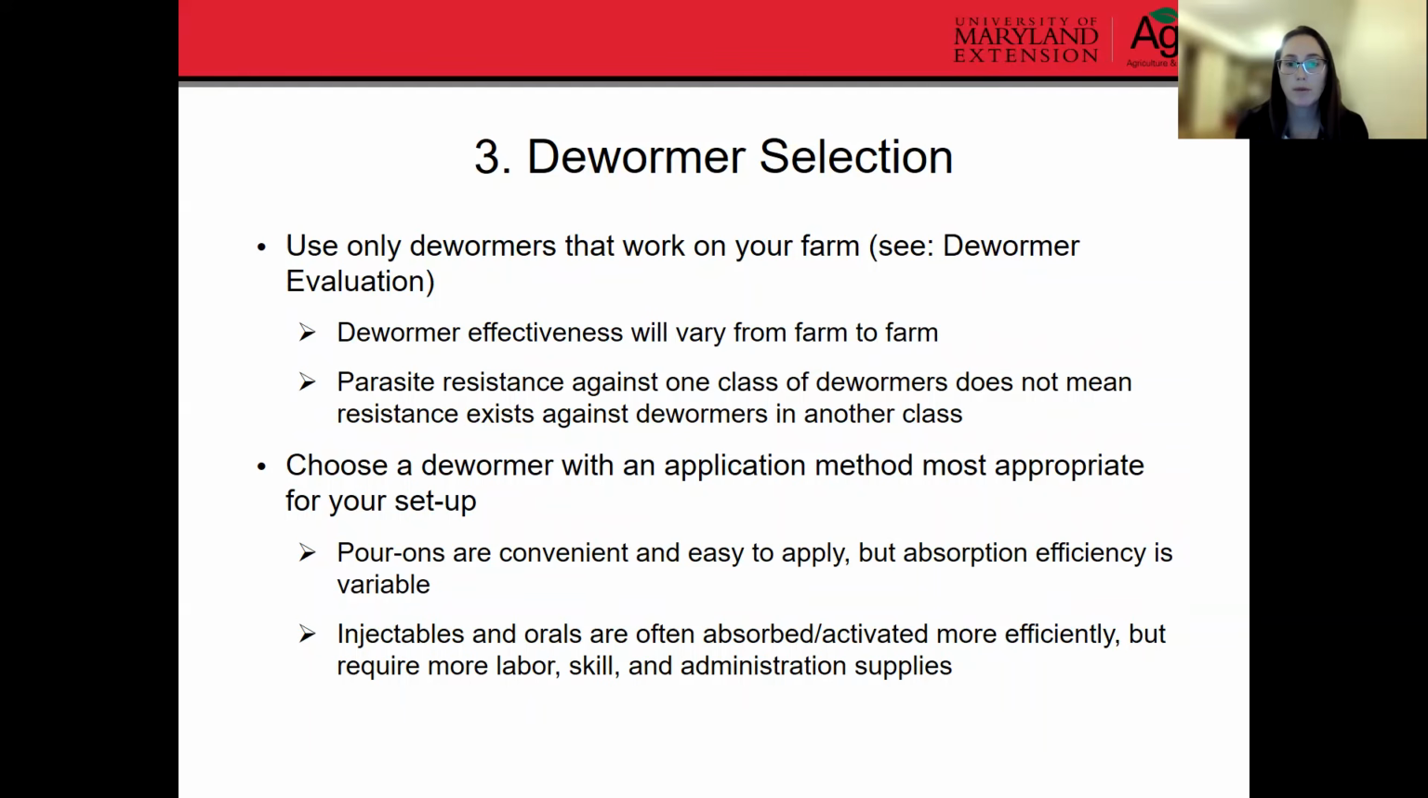It's important to choose a dewormer with an application and method that is most appropriate to your setup and what's going to be easiest for you to administer to your animals. Pour-ons or topicals are really convenient and easy to apply. But the downside to those, obviously, is that absorption efficiency can be really variable depending on how it's applied, the animal's coat condition, the weather conditions, and things like that. Injectables and oral dewormers, on the other hand, are absorbed and activated more efficiently, but a lot of times they do require a bit more skill and labor, as well as supplies to administer them. So there is a downside to those as well.